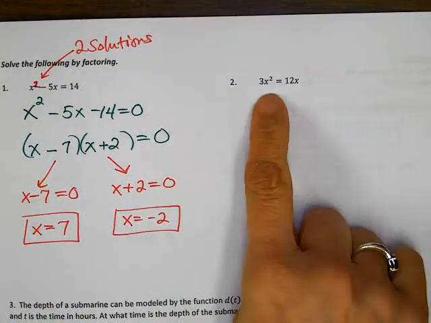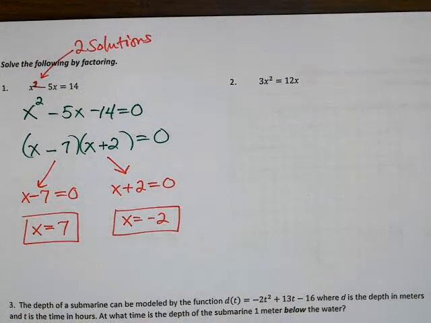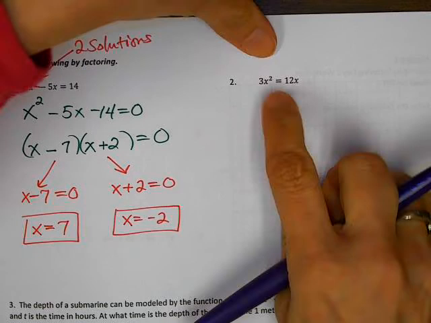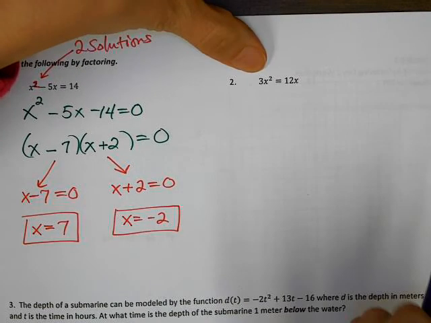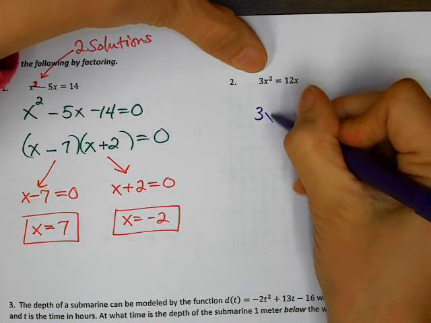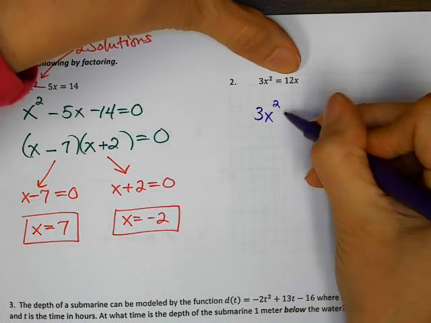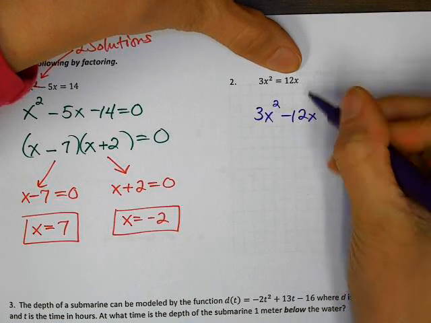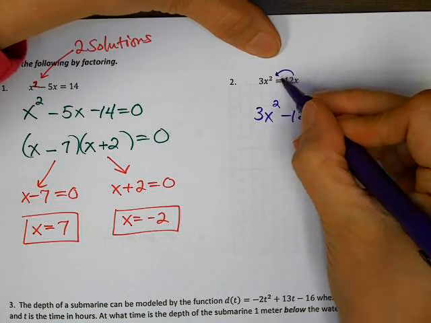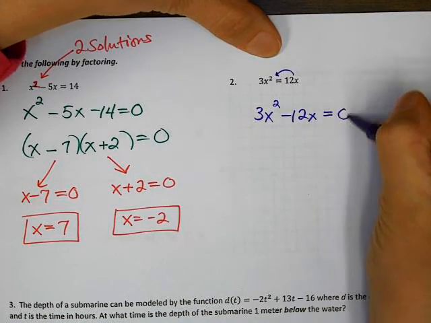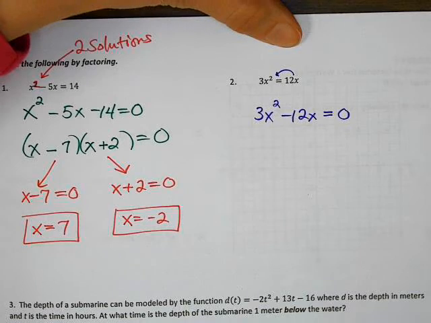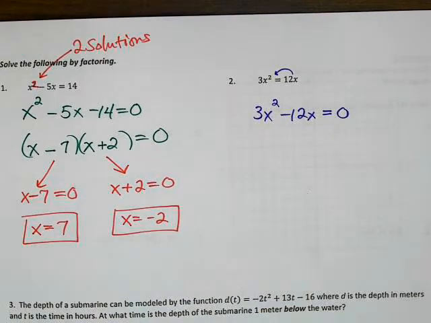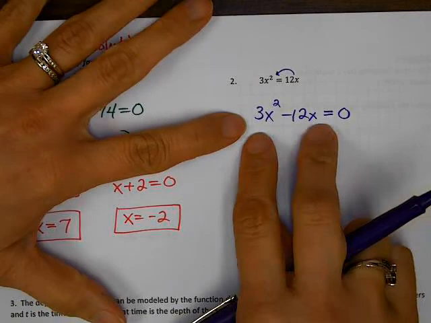Okay, number 2. I'm noticing it's not all on one side. I always like to have the highest power go first and be positive. So I'm going to subtract 12x, move it to the other side of the equation, and I'll make the 0 be on the right. And the factoring is just a little easier when your leading coefficient is positive. Okay, how am I going to factor this?